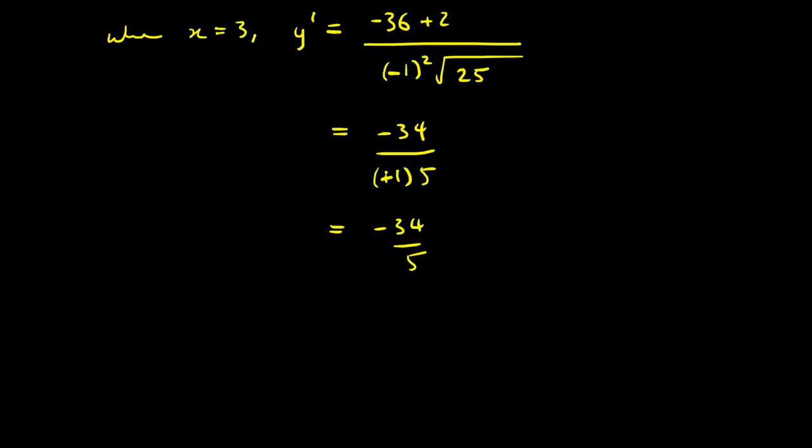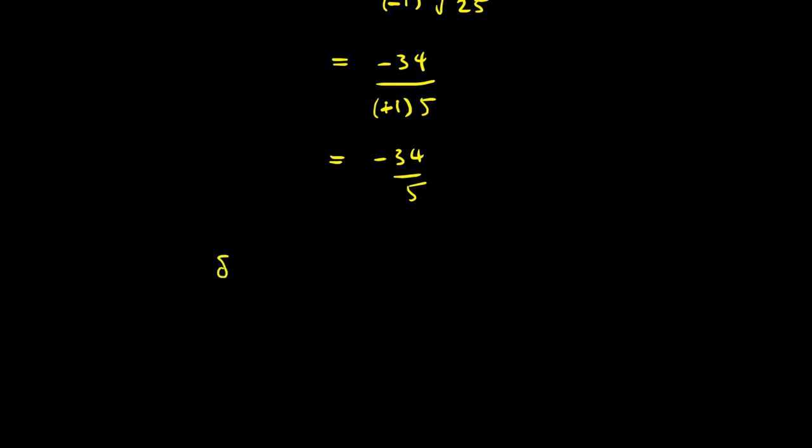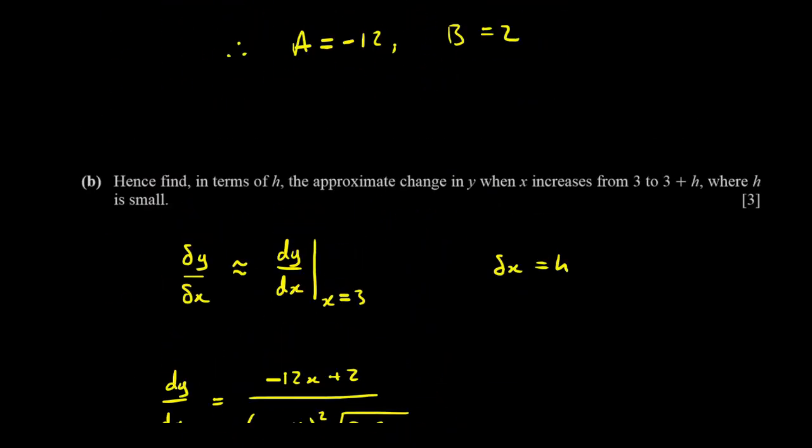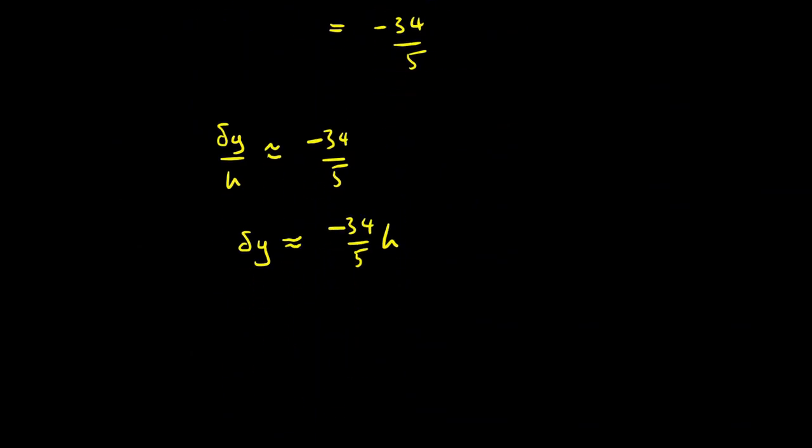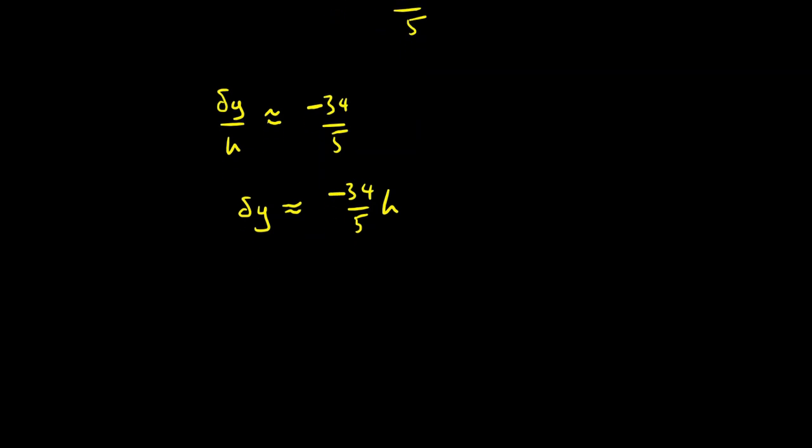Okay, and so therefore we can just use the relationship and say, okay, delta y over delta x, which in this case is h, must be approximately equal to negative 34 upon 5. And so delta y is approximately equal to negative 34 upon 5 times by h. And what do we just leave the answer as? I will give it as a decimal as well. So 34 divided by 5 is 6.8. Approximately equal to negative 6.8h. And that should be our answer.